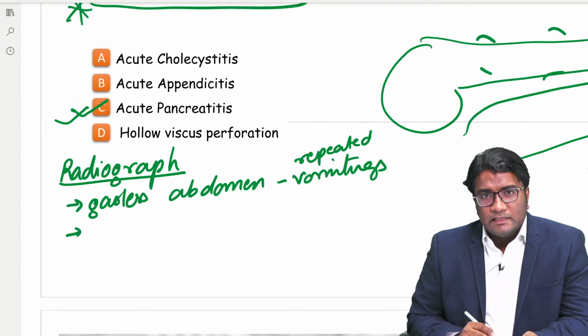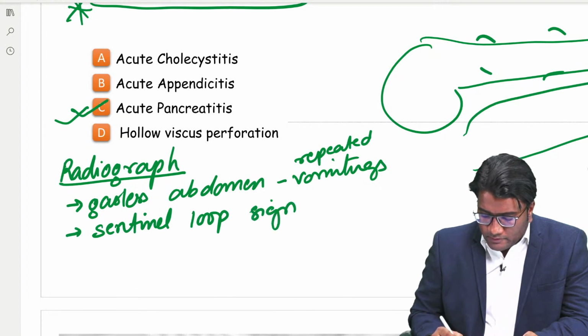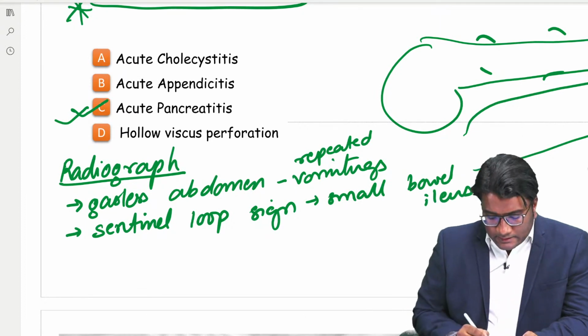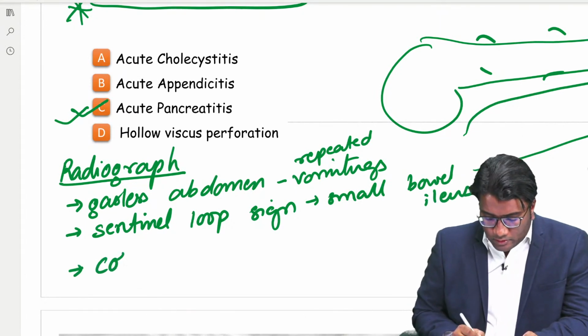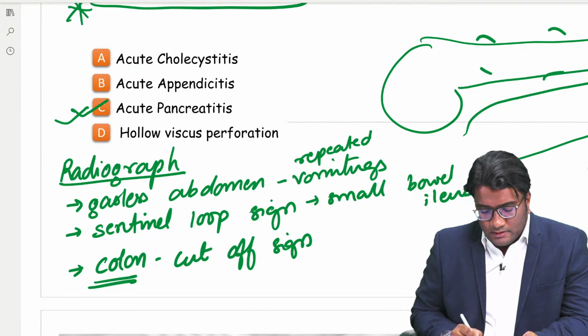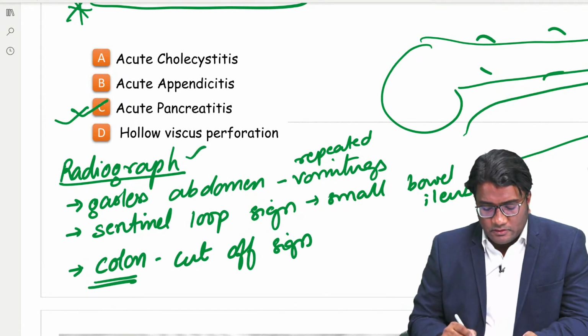And what is the other thing that you see? You see a sentinel loop sign. It's a non-specific sign where you see small bowel ileus around the inflamed pancreas. And another radiographic finding is this colon cutoff sign that has been asked in your exam. Because of the inflammation, the adjacent transverse colon undergoes spasm, producing this colon cutoff sign. These are seen on the X-rays.